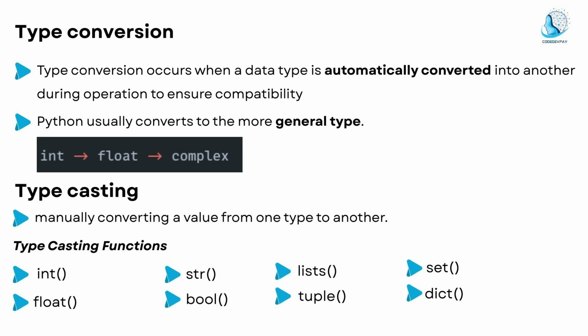Also, if you are performing an operation and you have a complex number, a float, and an integer, Python is going to convert the float and the integer all to complex numbers to perform the operation.